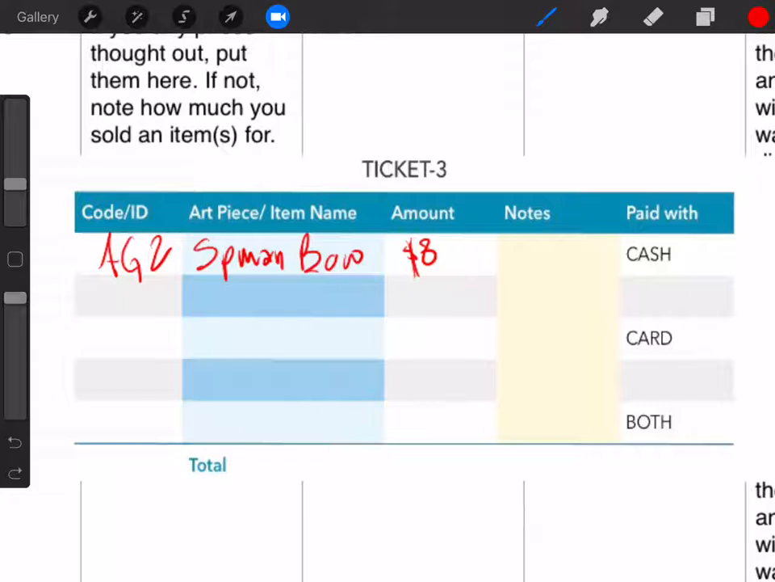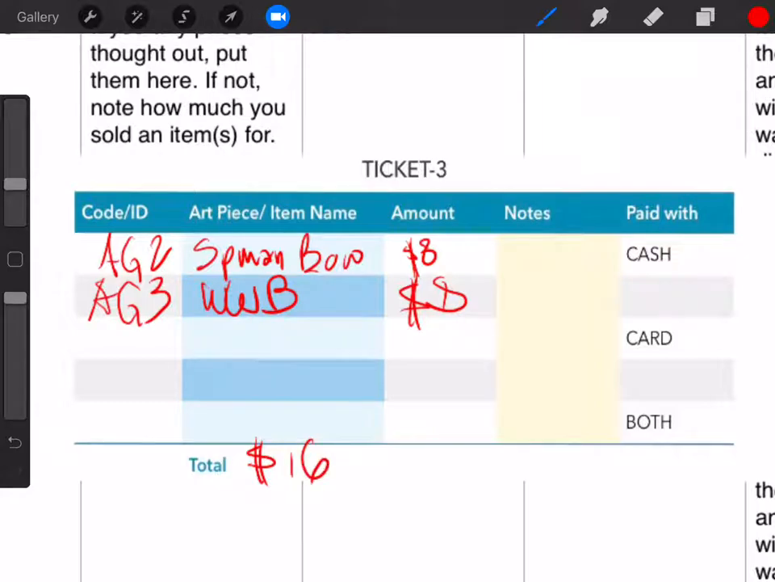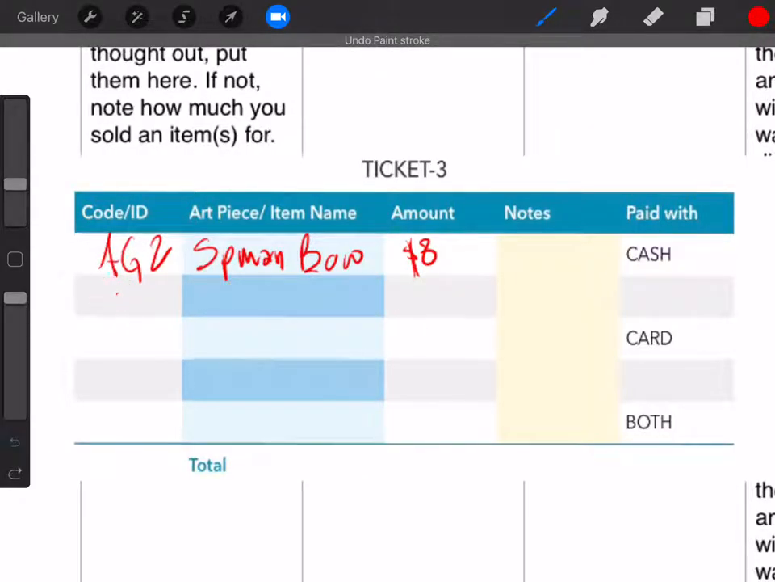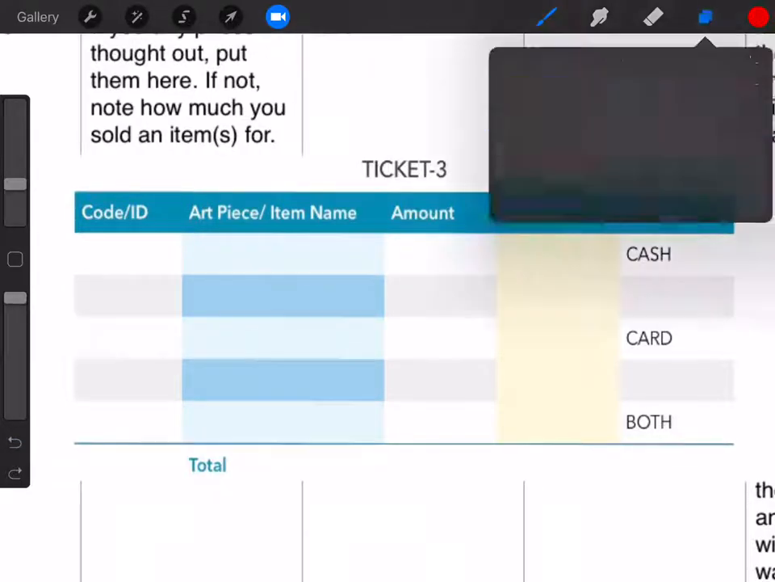Another cool thing about the slips, I don't know if it's going to be set up anything like this, but usually when you have more than one item, you'll put it on one slip. If they're buying two Wonder Woman bows, I'll just put AG3, Wonder Woman bow, $8, and then I'll put the total here at the bottom. And it's going to be $16 or whatever. Just to back out of this really quickly, that's a brief example of what the ticket might look like.